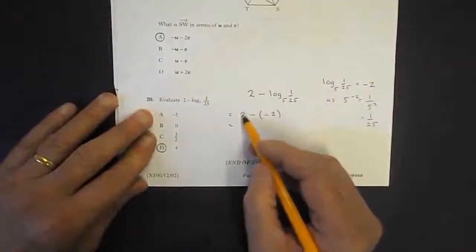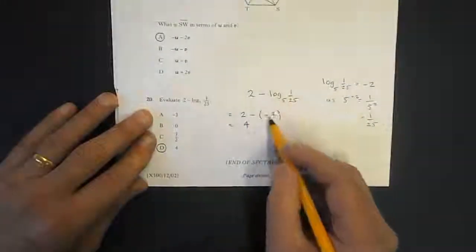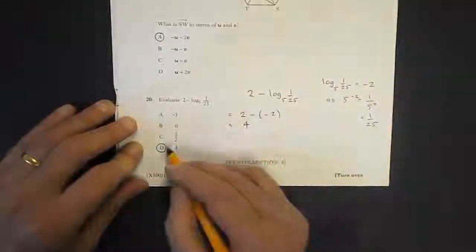Back to the main part. 2 take away minus 2, 2 add 2, 4. That's answer D.